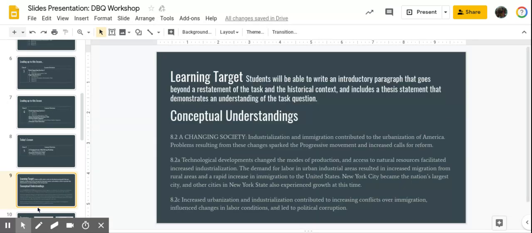So my learning target is students will be able to write an introductory paragraph that goes beyond a restatement of the task and the historical context and includes a thesis statement that demonstrates an understanding of the task question. And these give you the overview of the conceptual understandings that I took from the curriculum. So it's 8.2, A Changing Society, and then these are the two components, subsections that the lesson addresses as well.